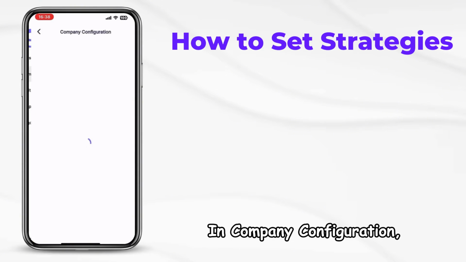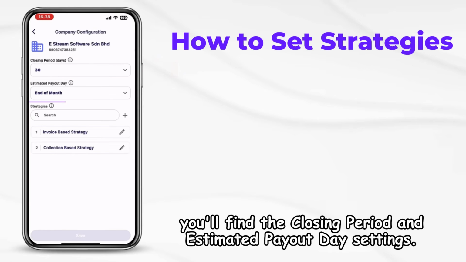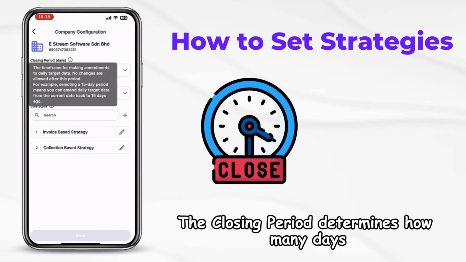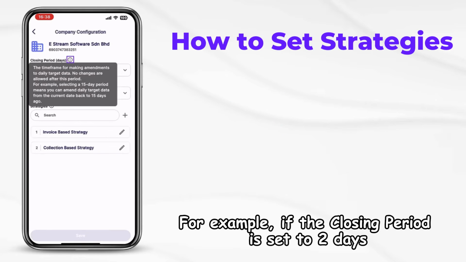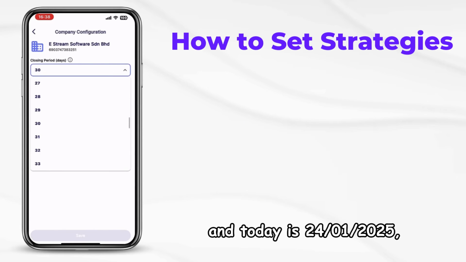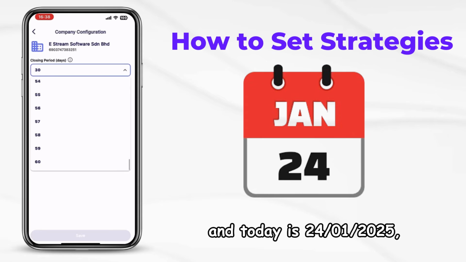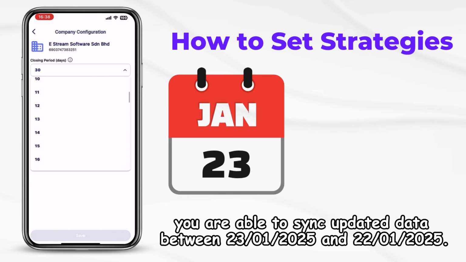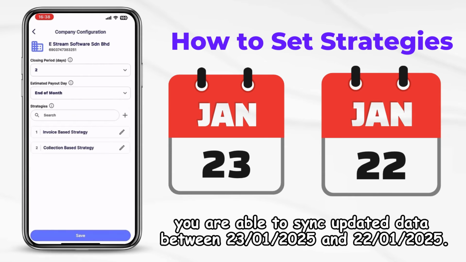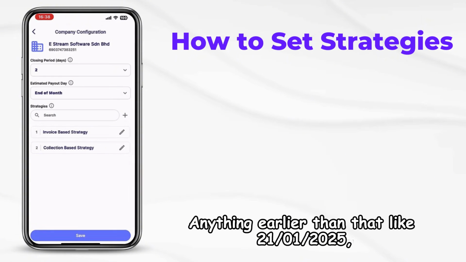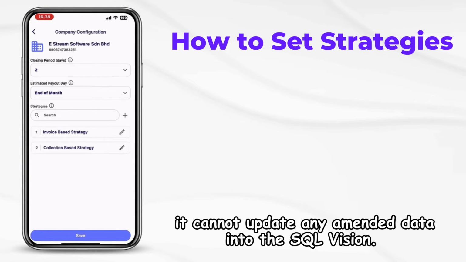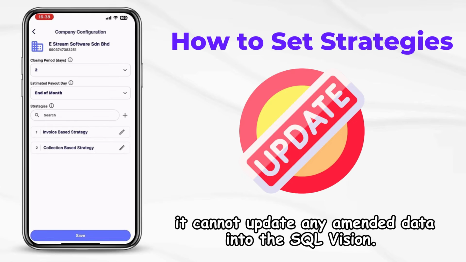In company configuration, you'll find the closing period and estimated payout day settings. The closing period determines how many days you can edit your daily target data. For example, if the closing period is set to 2 days and today is January 24th, 2025, you are able to sync updated data between January 23rd, 2025 and January 22nd, 2025. Anything earlier than that, like January 21st, 2025, it cannot update any amended data into the SQL Vision.